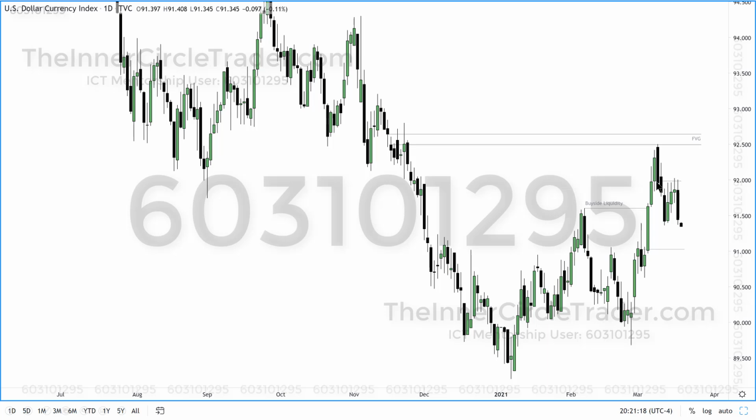Bearish order block here on the daily chart. You can see we've worked off that level and attacked the sell side liquidity here. Range expansion should take place to send us into this bearish order block.